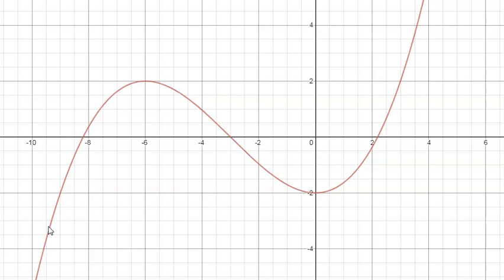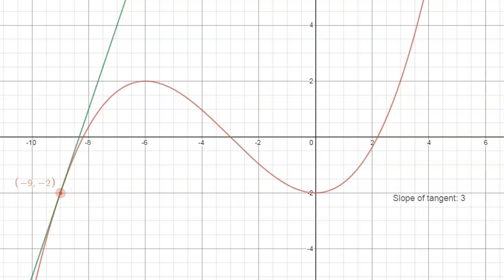If we consider any point on this curve, for example, the point of coordinates -9 and -2, the gradient of the curve at that point is in fact defined by the gradient of the tangent at that point. For example, you can see that the slope of the tangent at the point of abscissa -9 on the curve is 3. So the gradient of the curve at that point is in fact equal to 3.